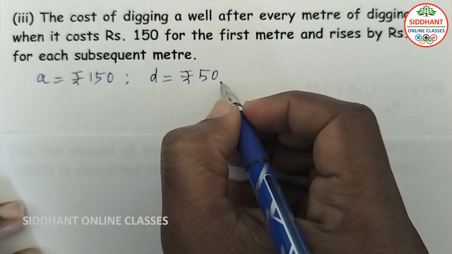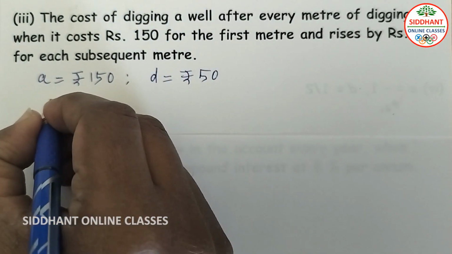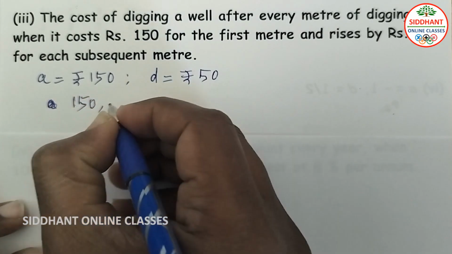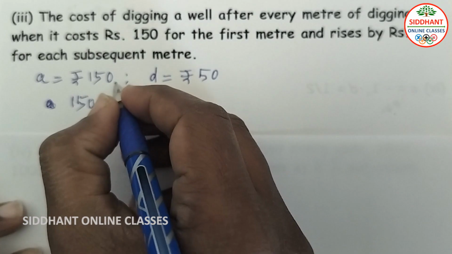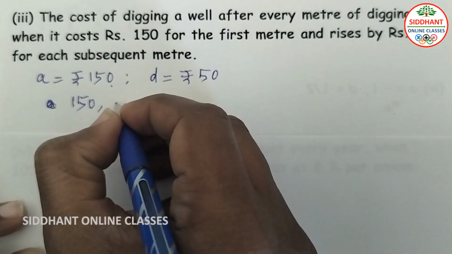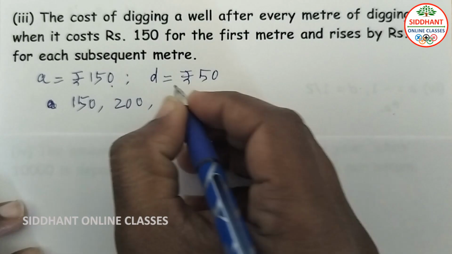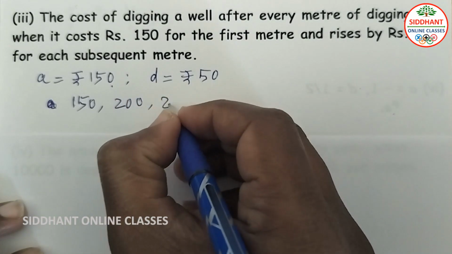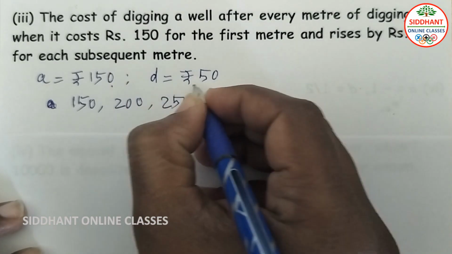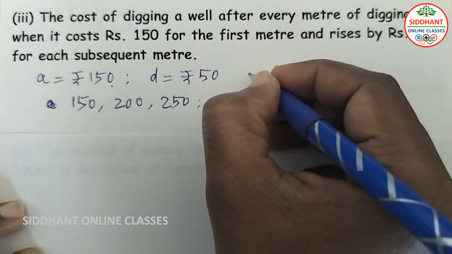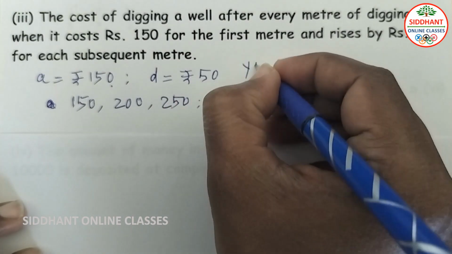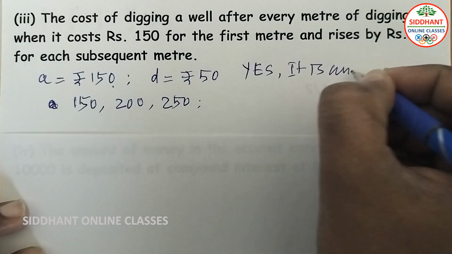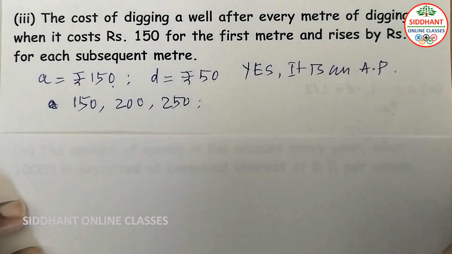So here in the arithmetic progression, a, the first term, is 150. For the second term, it will be 150 plus 50, which will be 200, and for the third term, it will be 200 plus 50, which will be 250 here. That means the common difference is 50 here. So we can say that it is an arithmetic progression. So the answer will be yes, it is an arithmetic progression here.